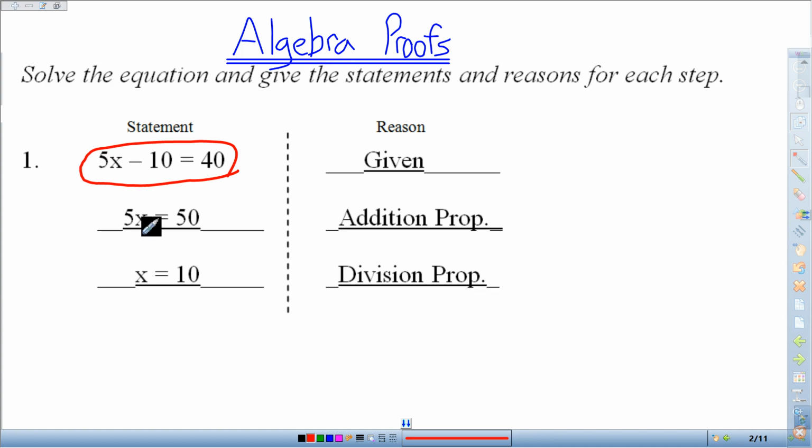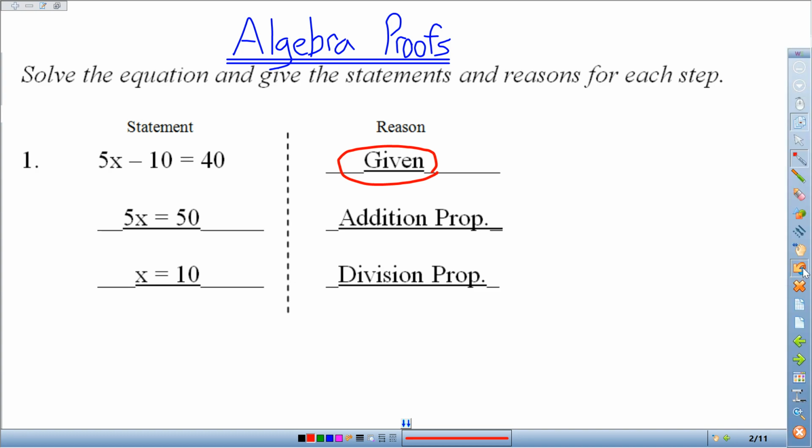On this one, they're saying that 5x minus 10 equals 40. And what we're going to be doing today is we're going to have to give a reason for each one of those steps. Here's kind of the thing to remember. This first statement, the reason for it will always be given. This is given information. That's where it's coming from. That's the reason it exists.